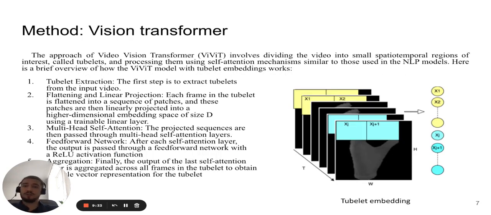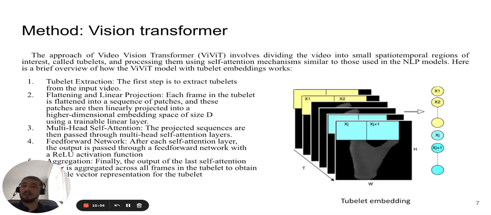The approach of video vision transformer, or ViViT, involves dividing the video into small spatial temporal regions of interest called tubelets and processing them using self-attention mechanisms similar to those used in NLP models. Here is a brief overview of how the ViViT model with tubelet embeddings works. The first step is the tubelet extraction. The first step is to extract these tubelets from the input video.